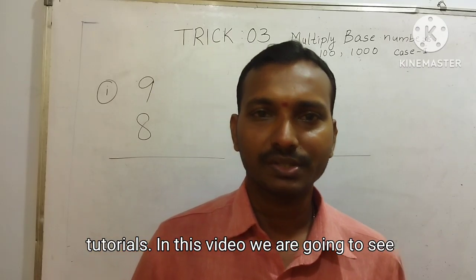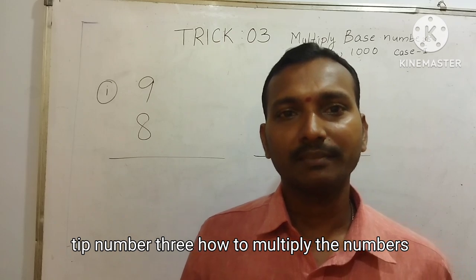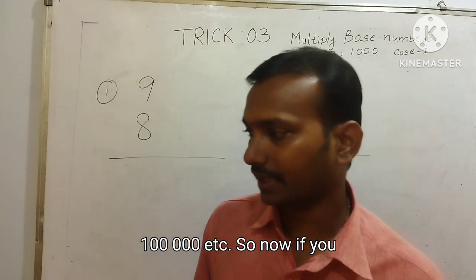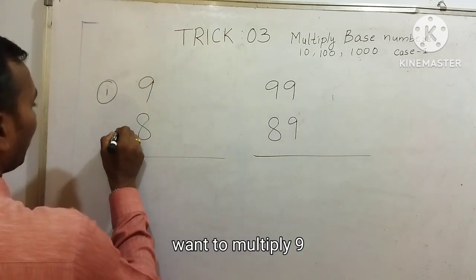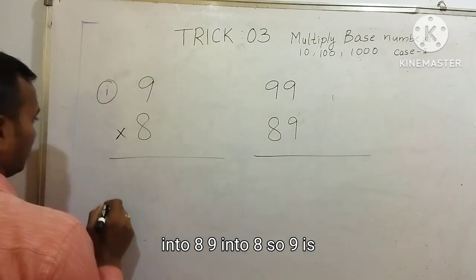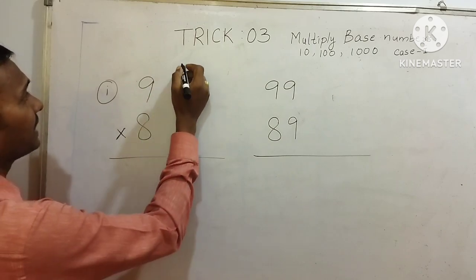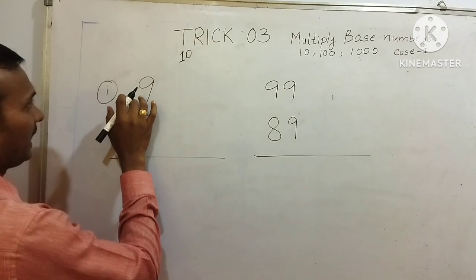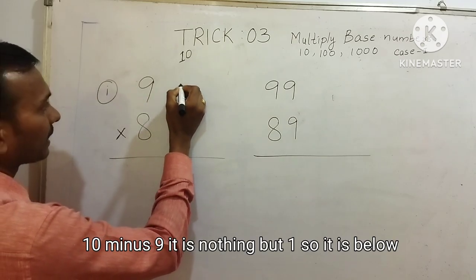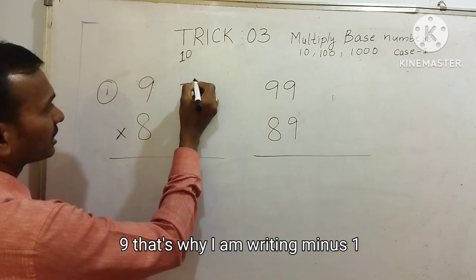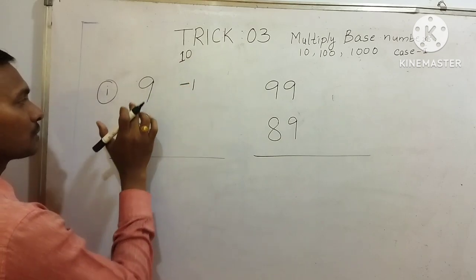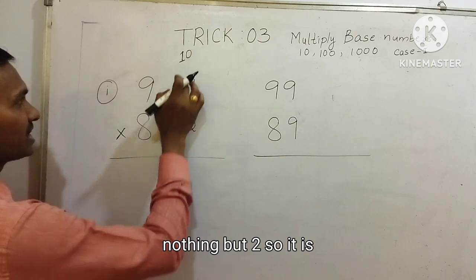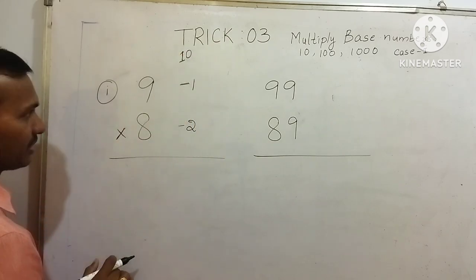In this video we are going to see trick number 3: how to multiply the numbers which are near the base 10, 100, 1000, etc. So now if you want to multiply 9 into 8, 9 is near the base 10. 10 minus 9 is nothing but 1. It is below 10, that's why I am writing minus 1. 10 minus 8 is nothing but 2. It is below 10, that's why I am writing minus 2.